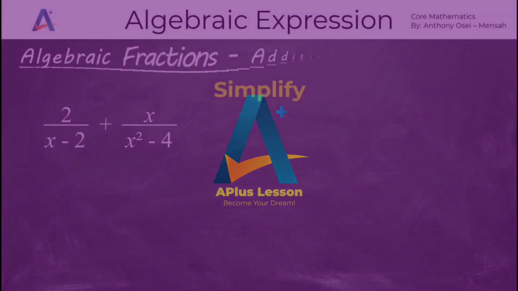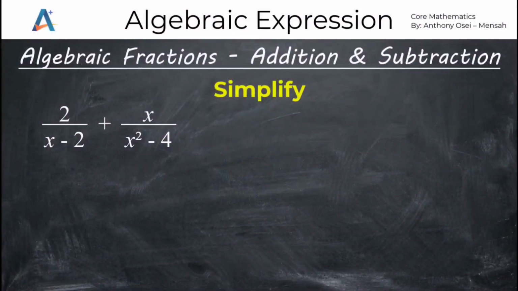Simplify 2 over x minus 2 plus x over x squared minus 4. If you take a look at this question, you realize that there are fractions in the expression. The first term is a fraction, the second term is a fraction, and inside the fractions there are variables. So this makes the whole question algebraic fractions, which is algebra with variables and fractions containing numerators and denominators.